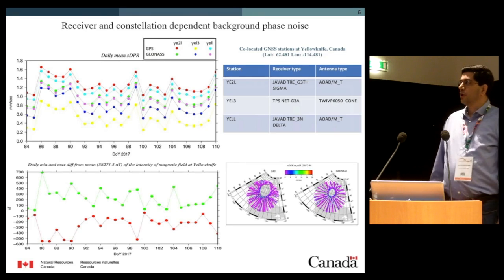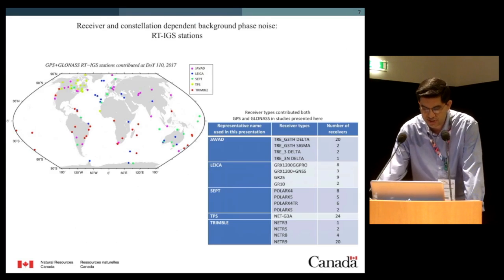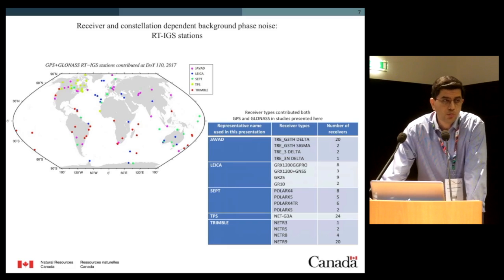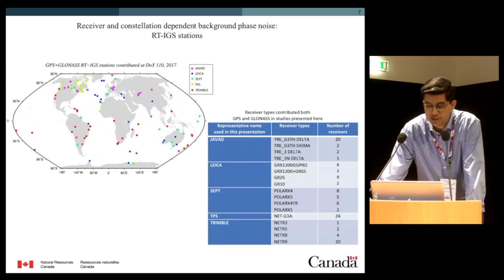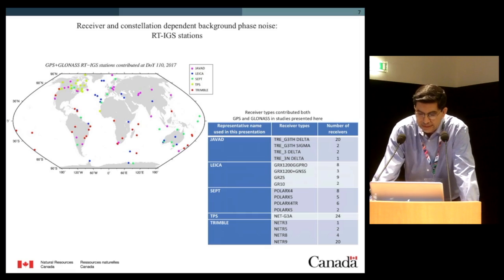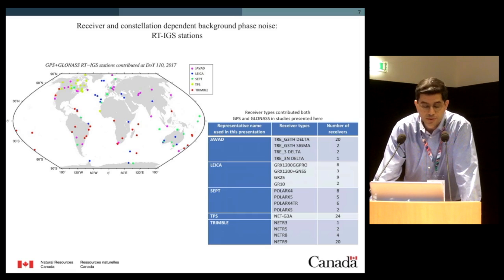So let's move on, and instead of just one single station, look at all RTIGS stations over a period of time. This is plotted for day 110 of 2017. And on the right are the stations that contributed both GPS and GLONASS 1 Hz. Here there are 5 categories: Javad, Leica, Septentrio, TPS, and Trimble. These are those that contributed on this specific day, color-coded based on the receiver type on the plot on the left.